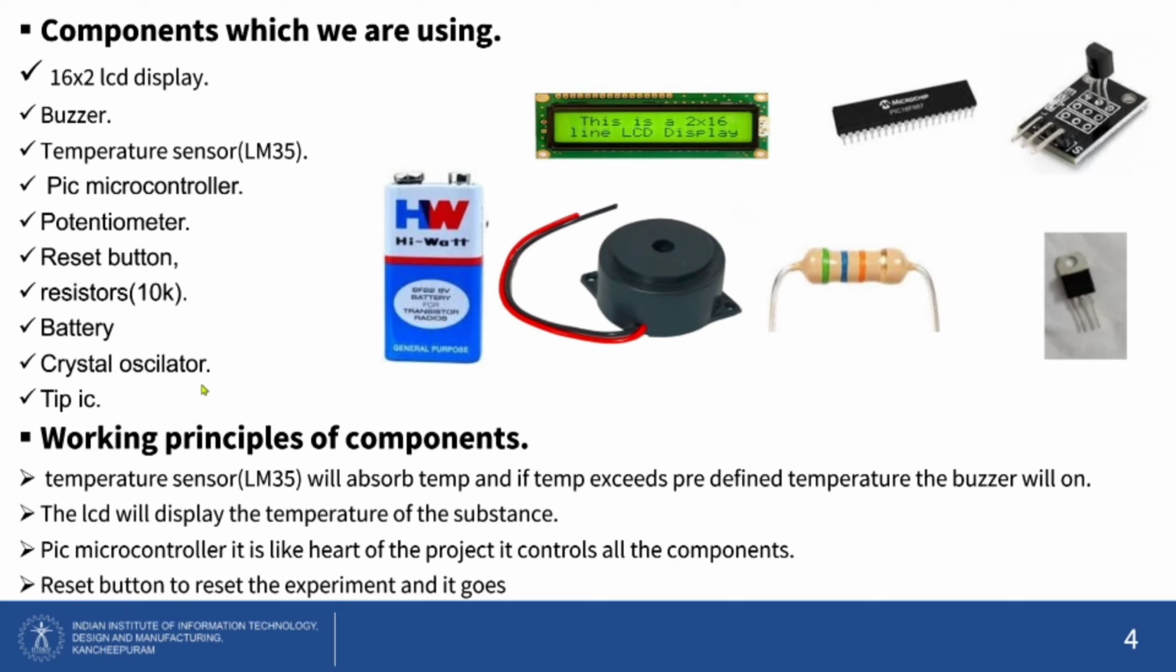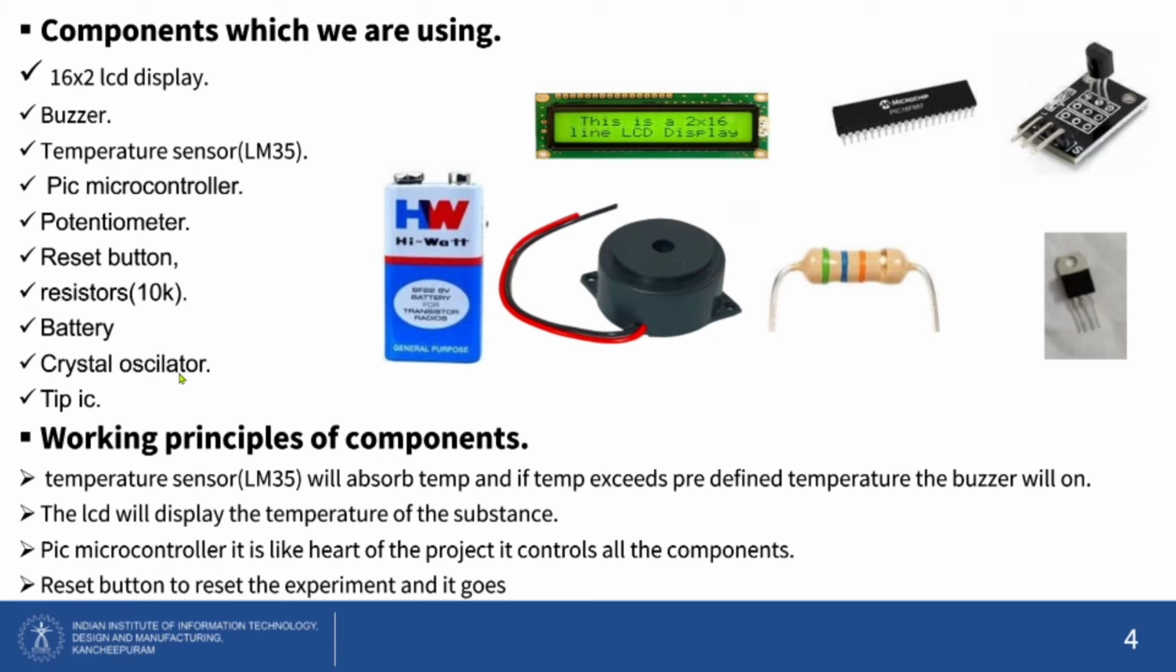Working principle of these components. The 16x2 LCD display is used to show the temperature information on the screen. The buzzer is used to alert the user by providing a beep sound. The temperature sensor LM35 observes the temperature from the substance and sends it to the PIC microcontroller. The potentiometer is used to reduce or increase the contrast of the LCD display.